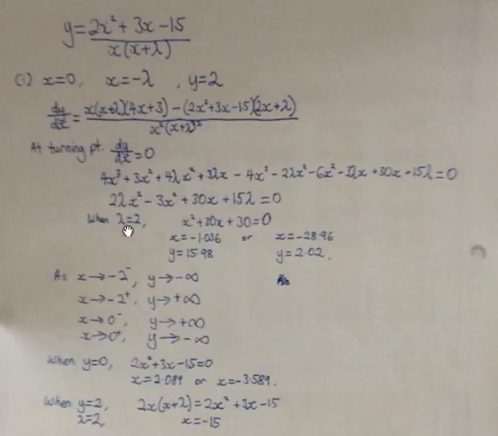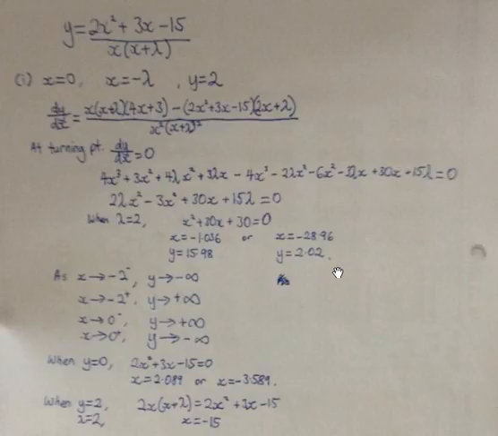So for the first part, when lambda equals 2, we substitute in. We find that x is equal to negative 1.036 or negative 28.96, and the corresponding values of y will be 15.98 and 2.02 respectively, corrected to 2 decimal places.